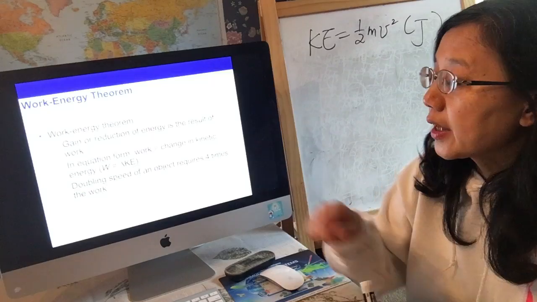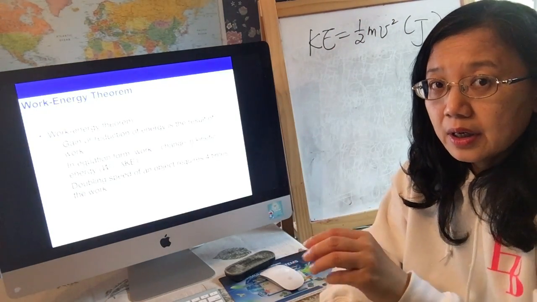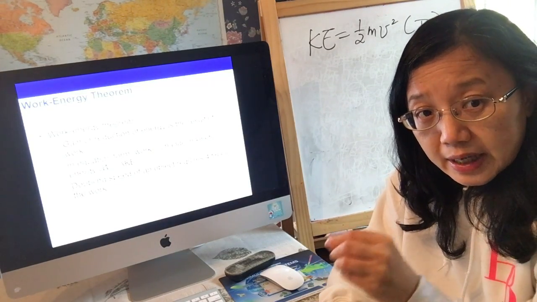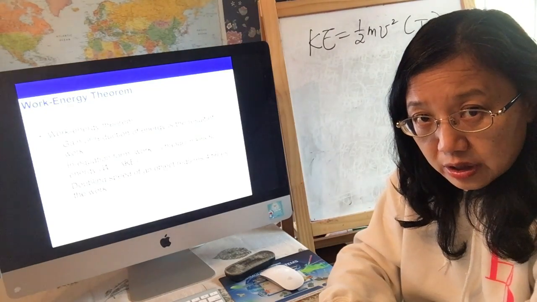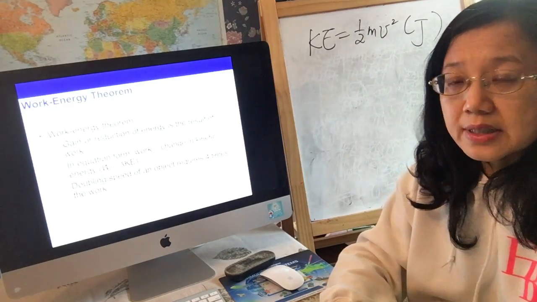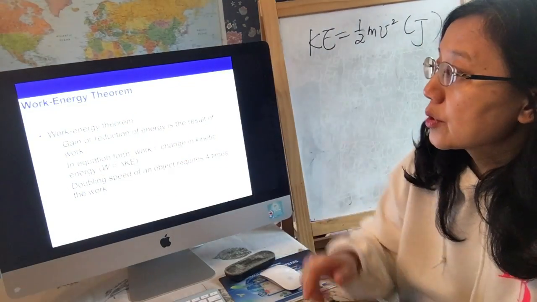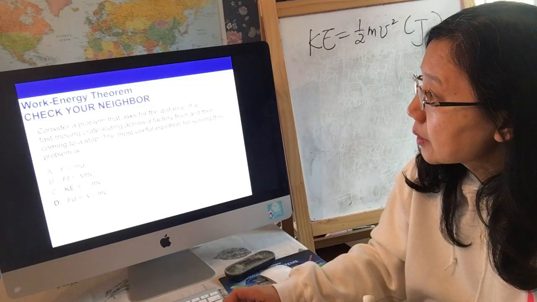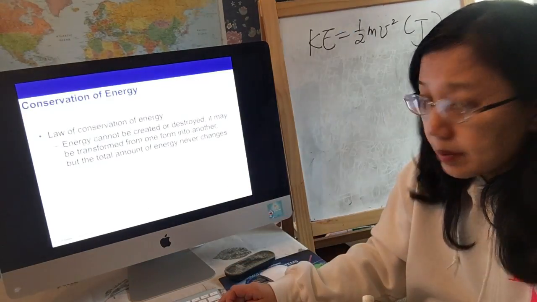So again, think about the examples to calculate the work. If something is doing positive work on the object, it's going to help gain kinetic energy. If something is doing negative work on the object, it's going to reduce the kinetic energy of the object. In summary, we can summarize everything through this work-energy theorem. This is the topic I'm going to talk about next time.